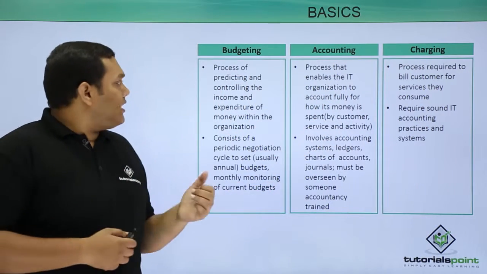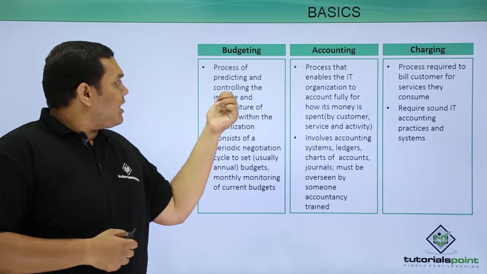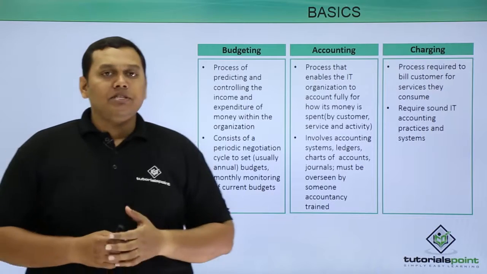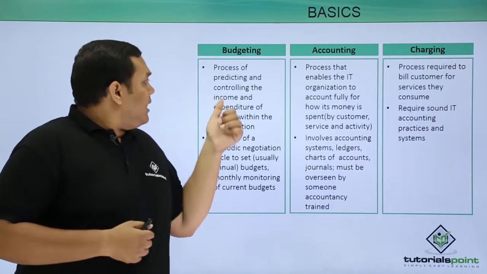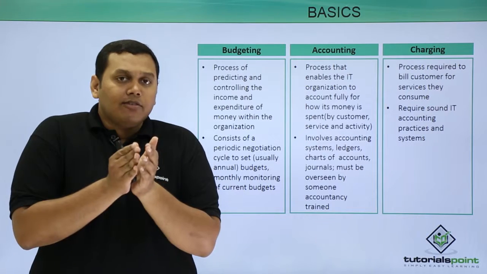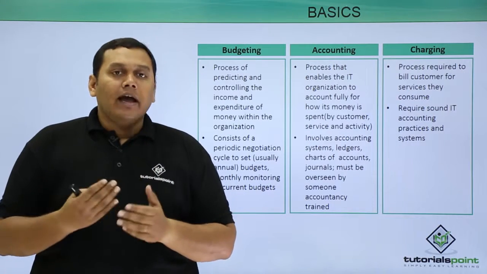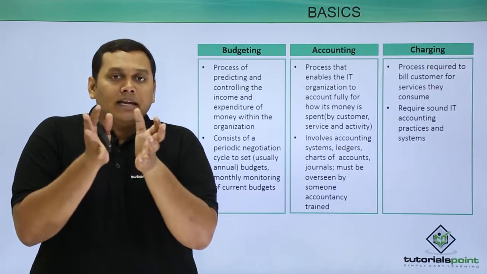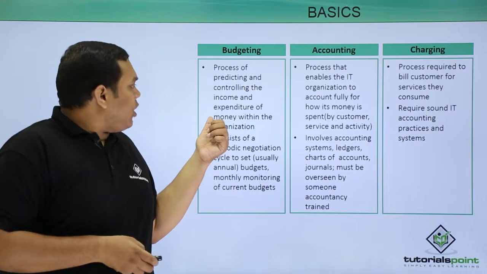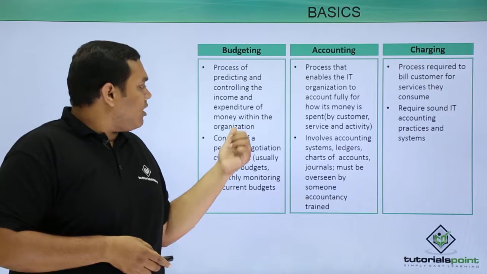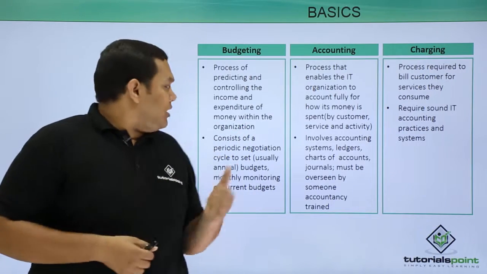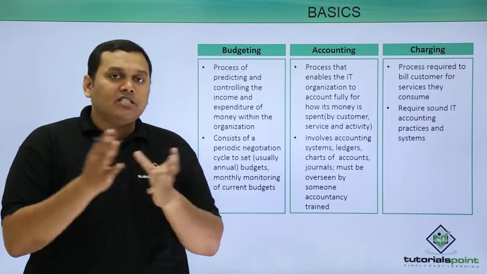In budgeting, they do the process of predicting and controlling the income and expenditure of money within the organization. That means they plan, predict and control the income they get through shares. So, Sonytel will be planning the income, and also predicting and controlling it, and also the expenditure of money within the organization. What expenditures we put in, so that inside the organization we know how the money is flowing.